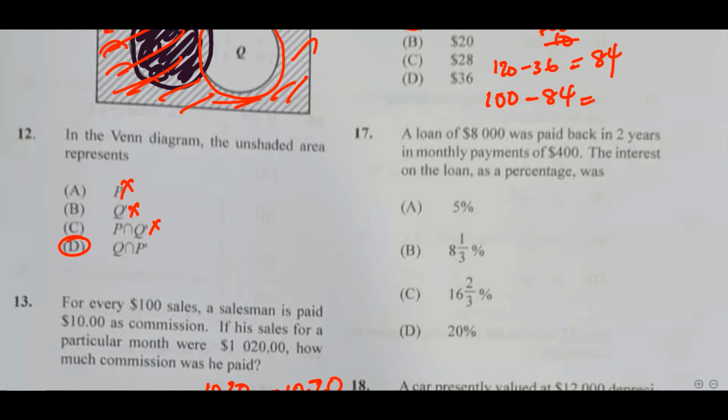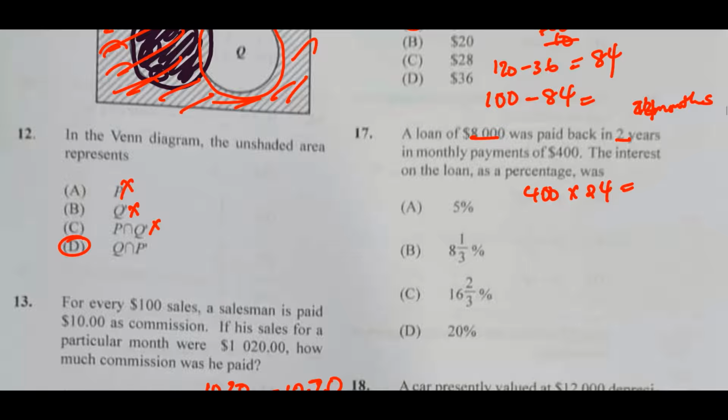A loan of $8,000 was paid back in 2 years in monthly payments of $400. The interest on the loan as a percentage was... Alright, so let's take out our key information. The cost of the loan is $8,000, and 2 years is the same thing as 24 months. And the monthly payments of $400. So that's going to be 400 times 24.